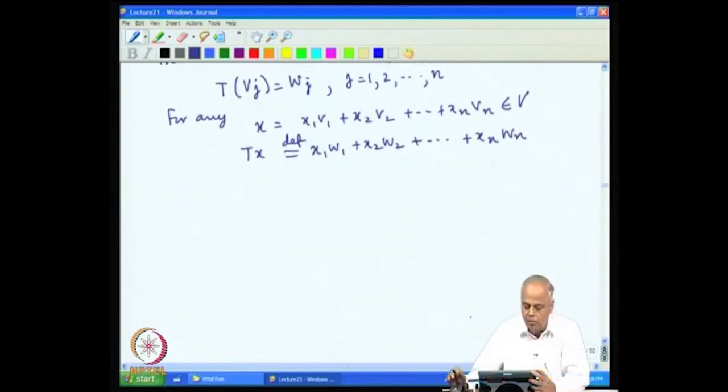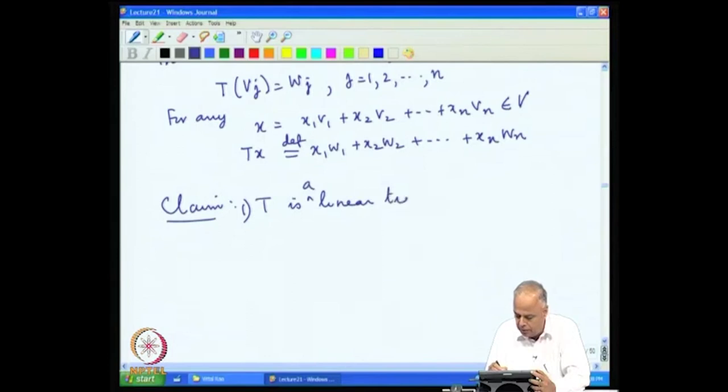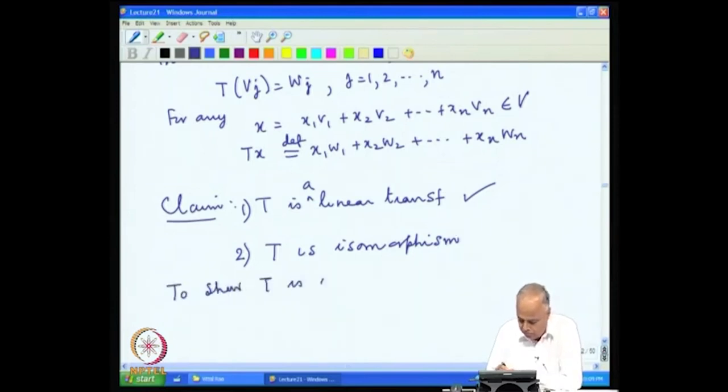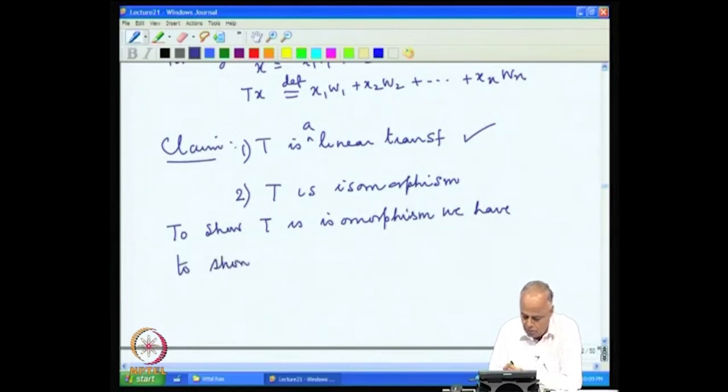Now, all we will do now is we claim T is linear. This we have already taken care of in the way we define T; we brought in the linearity to get the definition of T x. So, this has already been taken care of. So, we are going to claim that T is an isomorphism. To show T is an isomorphism, we have to show that T is 1-1 and onto.